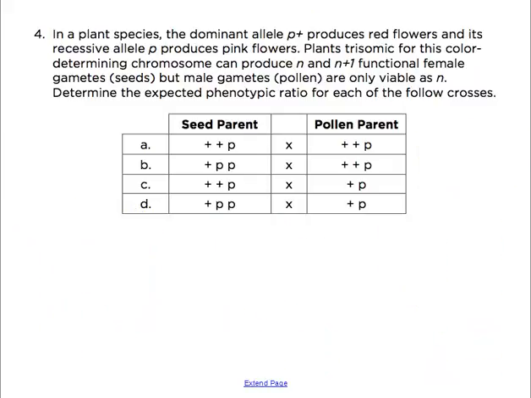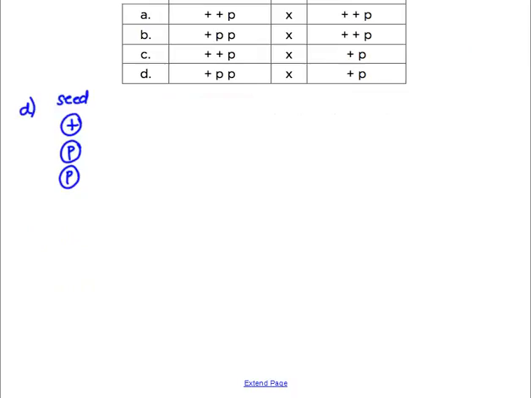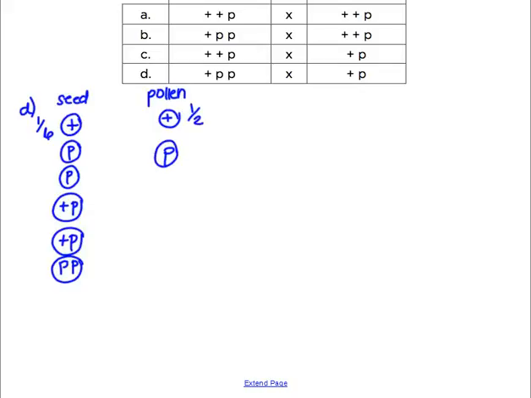And then finally, let's do the last cross. So here the seed gametes can be plus P, P, or plus P, plus P, P, P. All have a 1/6 chance of happening. And the pollen, again, here is just normal. It's not trisomic, so it can either be plus or P, which each have a 1/2 chance. So let's do this. So 1 out of 12 plus plus 1 out of 12 plus P.